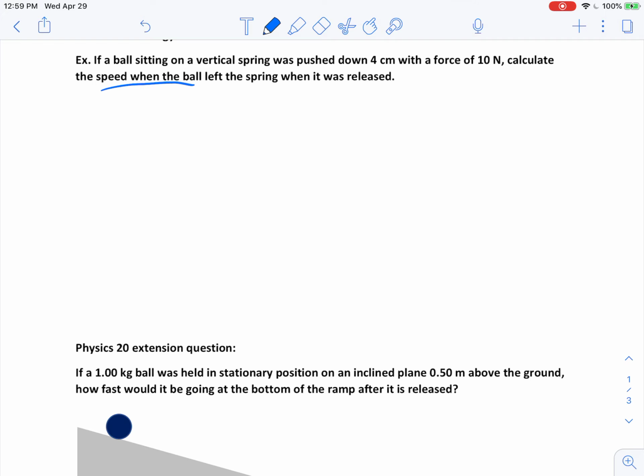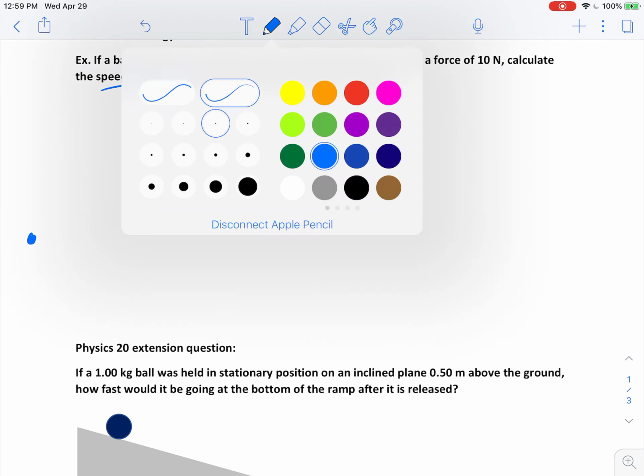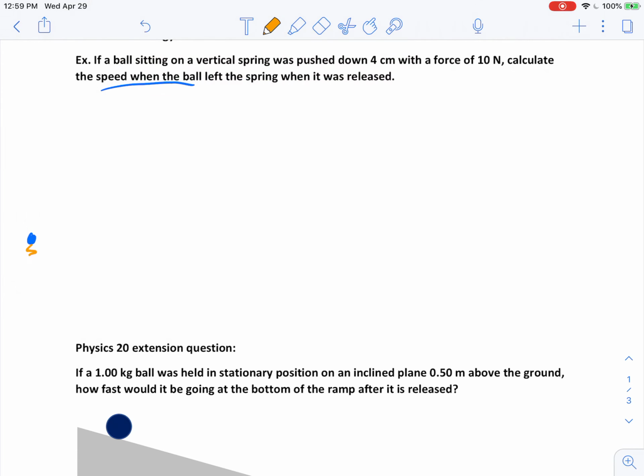Now, if I was to draw this, that would be our ball, and we have a spring that is being compressed. Now really, the only important thing here is that you have some sort of distance and a force that's been applied. So we have a force of 10 newtons and a distance of 0.04 meters.